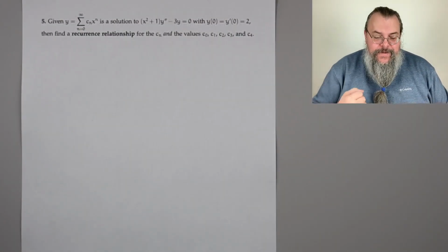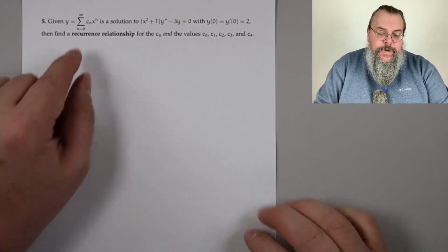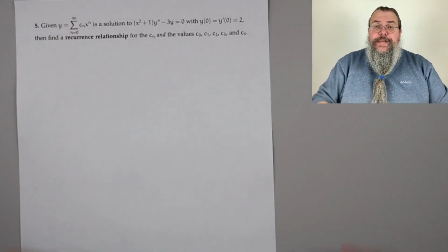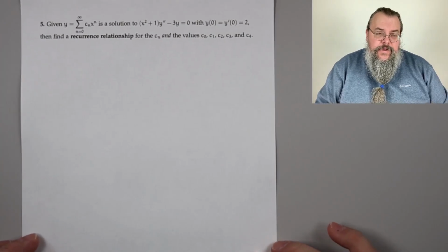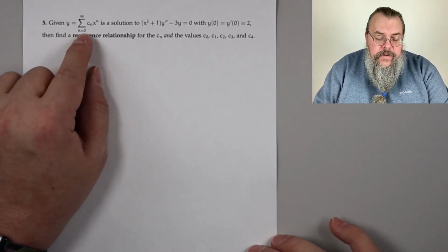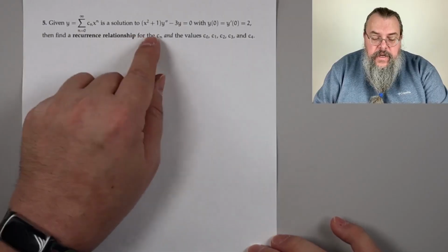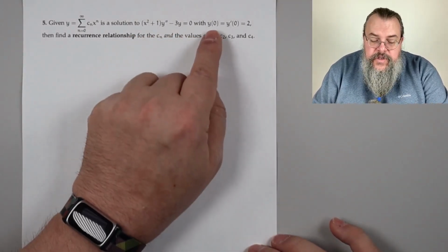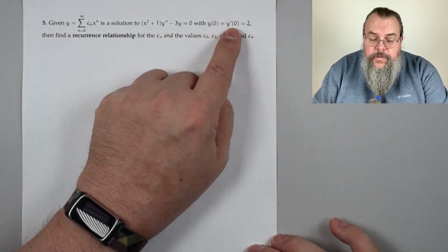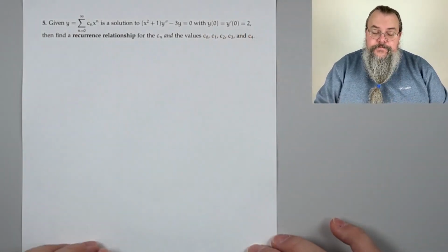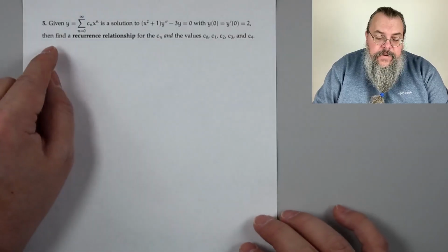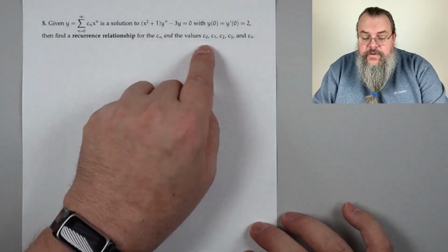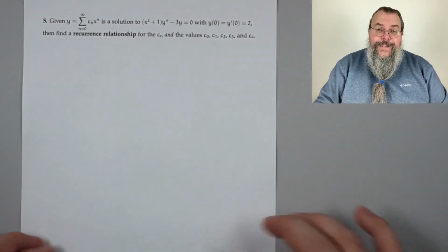Number 5, our first series problem. We can tell it's a series because we see the sum. Remember, a series is like a big infinite polynomial. So we're given that y is a series, is a solution to x squared plus 1 times y double prime minus 3y equals 0. And we have some initial conditions: y of 0 equals y prime of 0 equals 2. Now we need to find a recurrence relationship for the Cn, and we need to find the values C0 through C4.